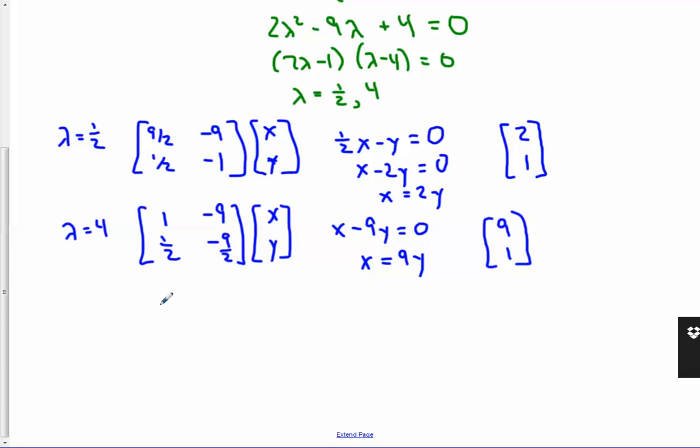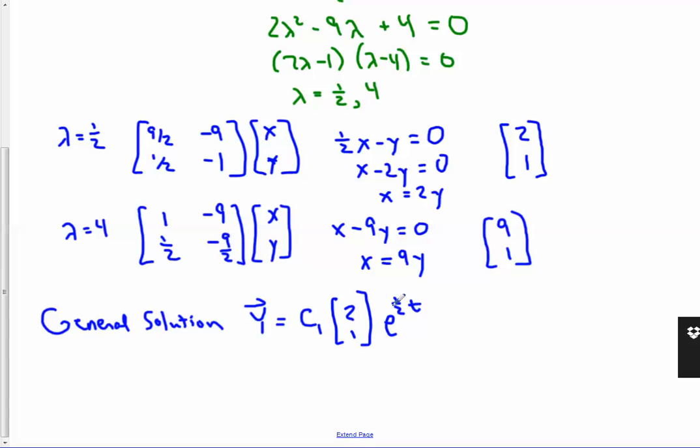All right, so my general solution then is going to be C1 times the solution I get from the first calculation. So that's (2, 1) e to the 1/2 t. And then plus C2 times the second one, (9, 1) e to the 4t. So this on its own was a straight line solution. This on its own is a straight line solution. This one has initial condition (2, 1). This one has initial condition (9, 1).